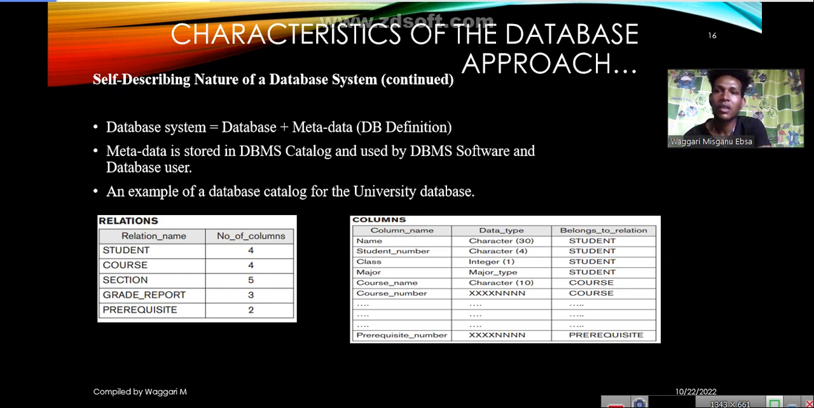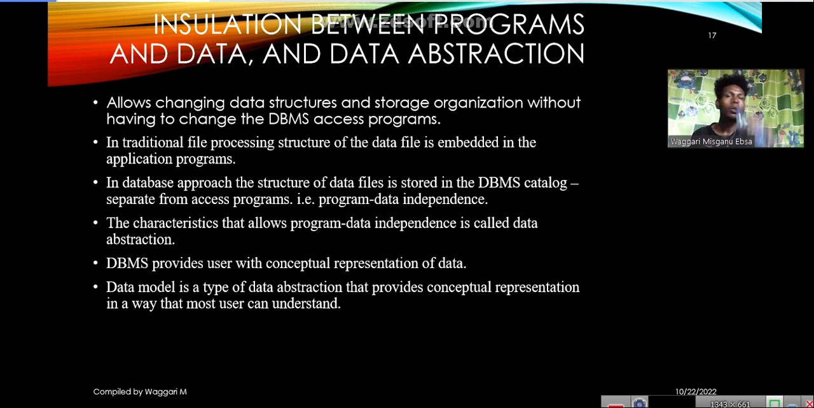Characteristics of the database: data self-description. Database system is database plus metadata. We have discussed this. Metadata is stored in the DBMS catalog, used by the DBMS software and the database user. An example of a database catalog for a university database, shown in table form. So this is a characteristic of database operation.